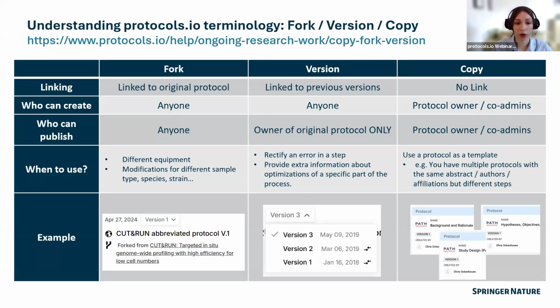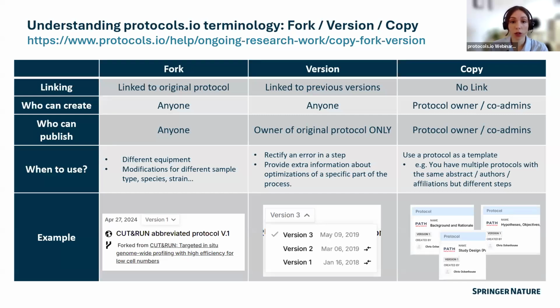Because we can see here on protocols.io, it's displayed a little bit differently, because it's essentially supposed to be the same protocol, but an updated version to, for example, rectify an error in a step, or provide extra information about the optimizations of a specific part of the process. So it's improving the existing protocol rather than adapting the protocol for a different purpose, like with the fork.